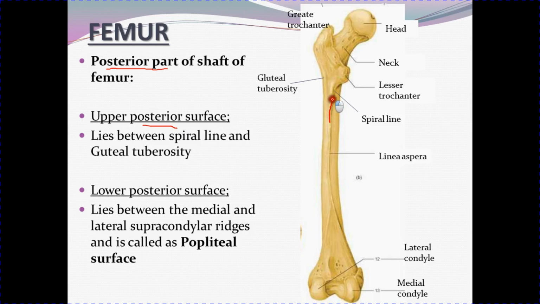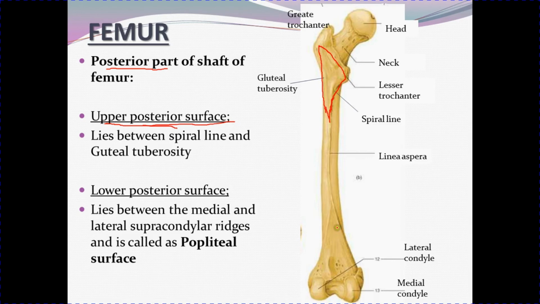Now you can see over here in the upper part, the two lips of linea aspera meet with the spiral line and with the gluteal tuberosity. They have created a triangular area. This triangular area is called the upper posterior surface. It lies between the spiral line and the gluteal tuberosity.